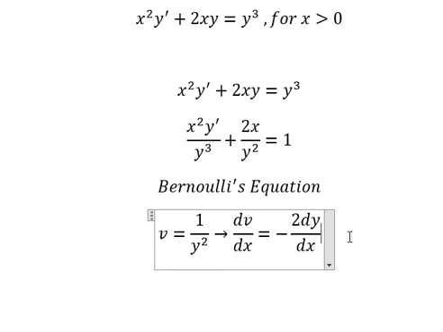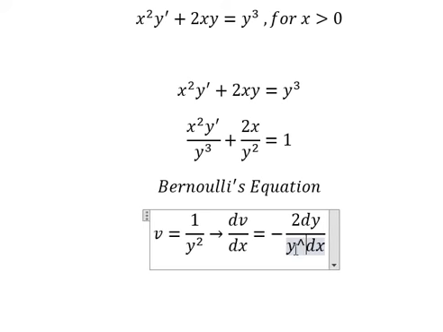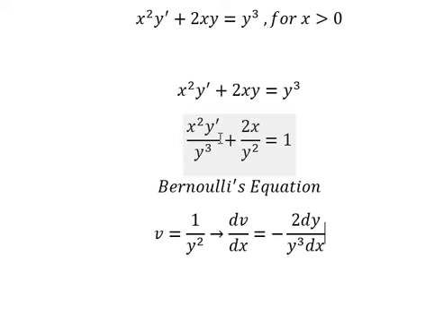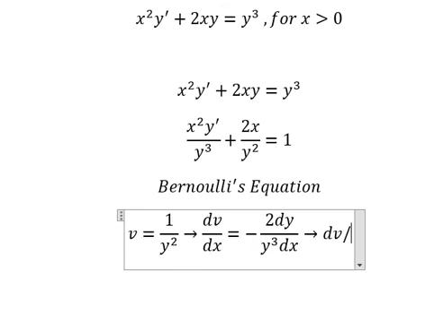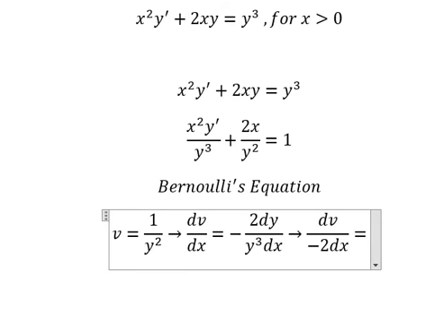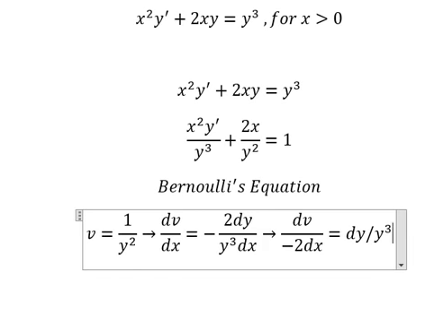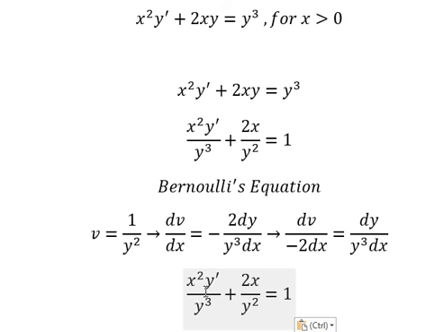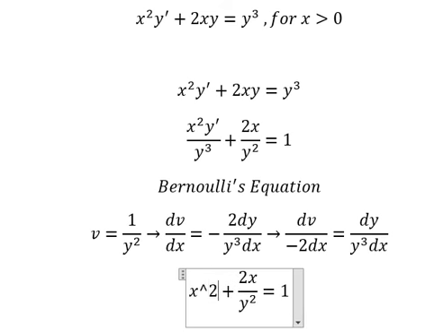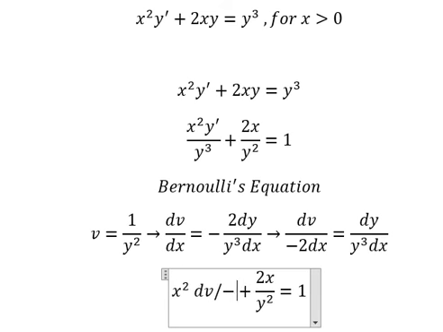dy over dx, and we have y to the power of 3 in here. Because we don't have negative 2, we divide both sides by negative 2. So here we get dv over negative 2 dx, we change it here, and you get x squared dv over negative 2 dx. This one in here, we change for v.